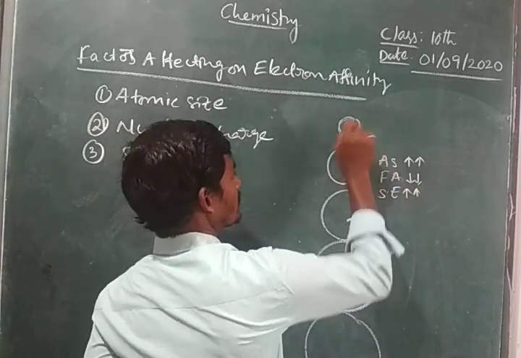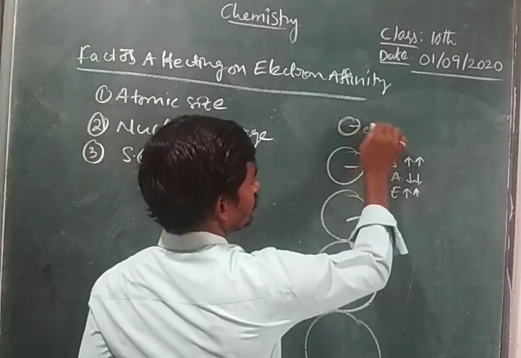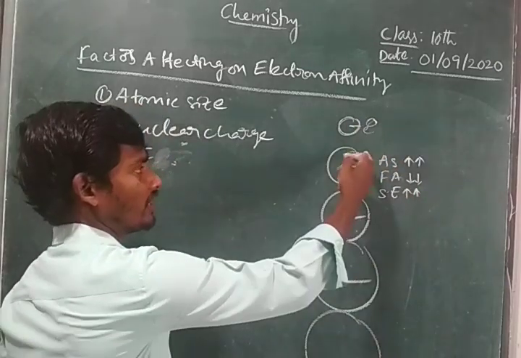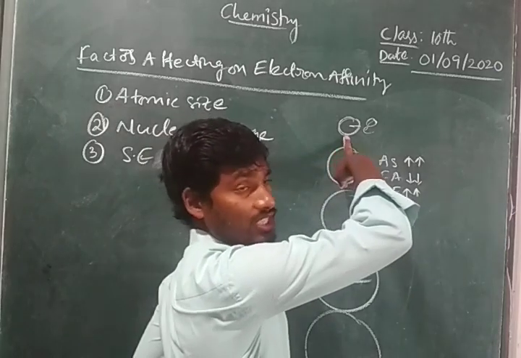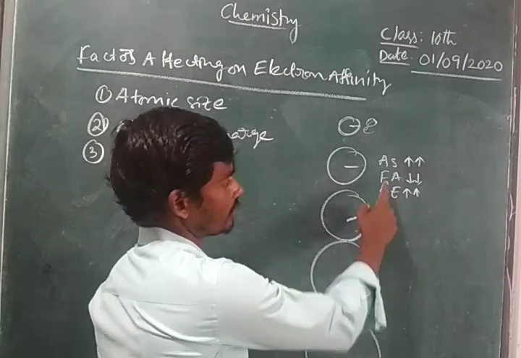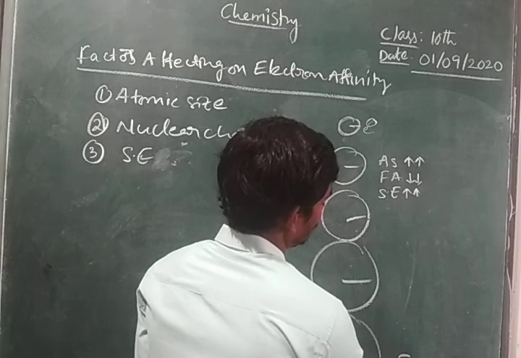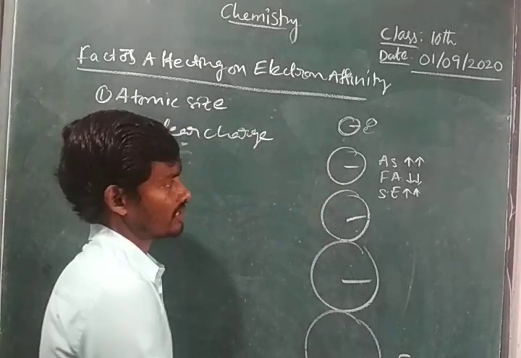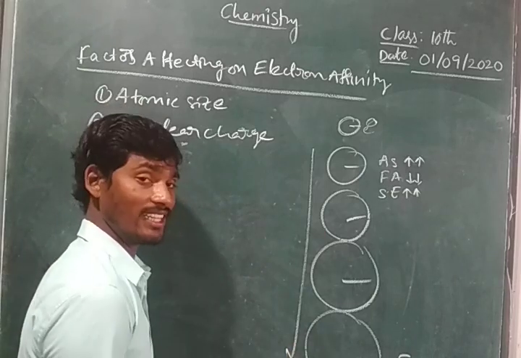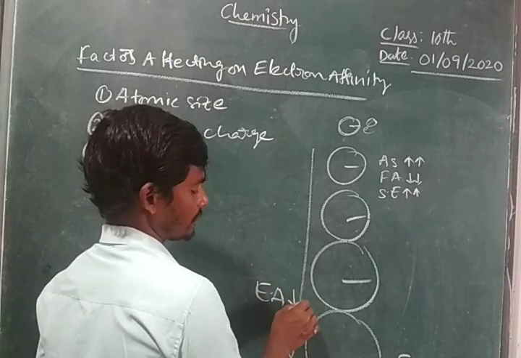Here the force of attraction is very high, but there the force of attraction is very low. If we add one more electron where the attraction is high, there is more repulsion and it can release more energy. But where the attraction is less, it releases less energy. That's why from top to bottom in groups, as atomic size increases, electron affinity decreases.